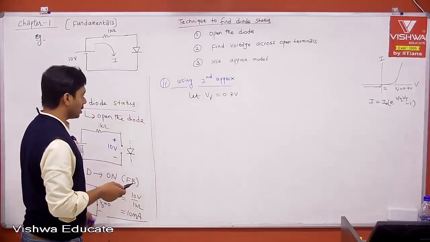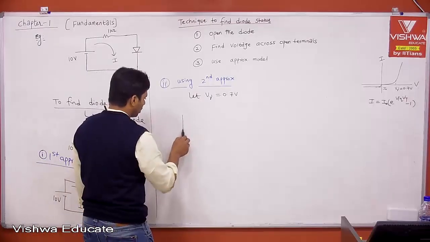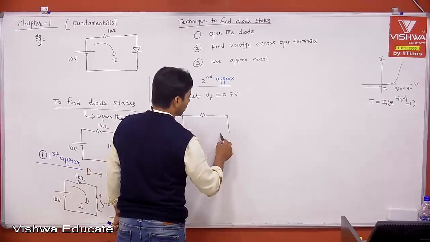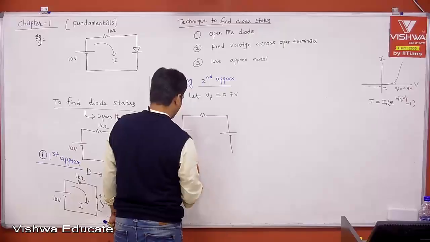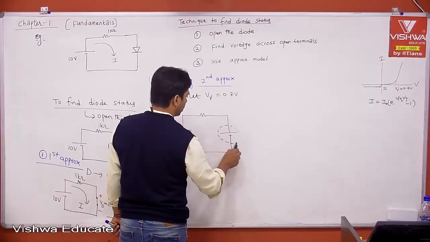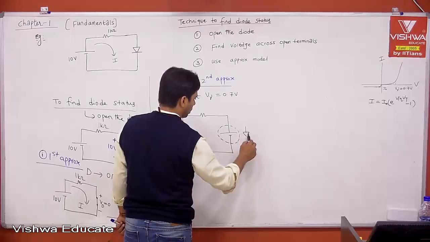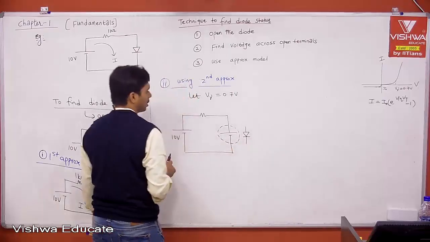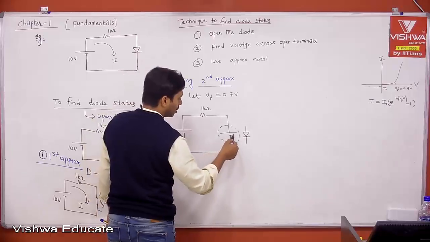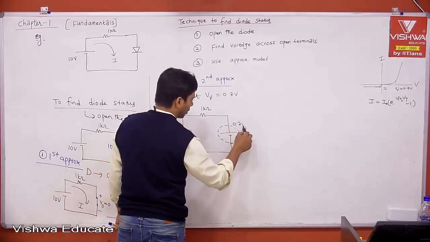We know the diode is on, that is, in forward bias. Then the circuit will be: this is the 10 volt battery. Then your diode is represented with this, the diode representation, and this is 1 kilo ohm. This is 10 volts, and this value is 0.7.